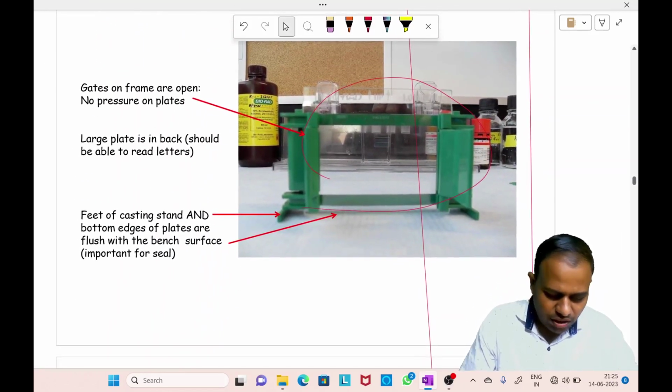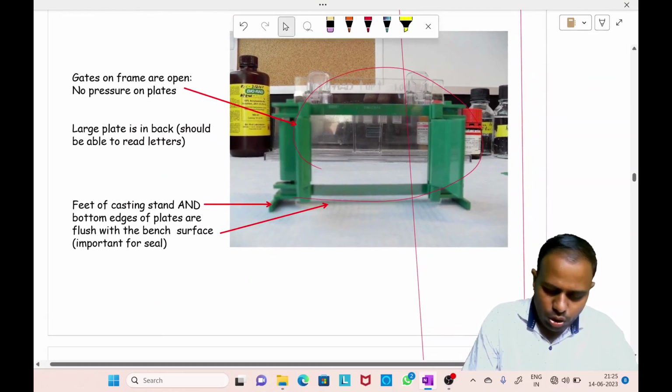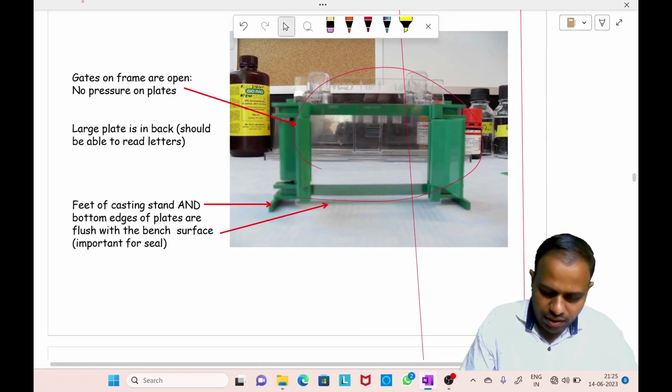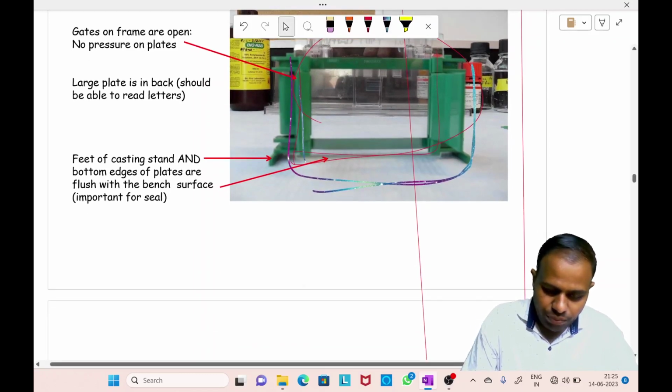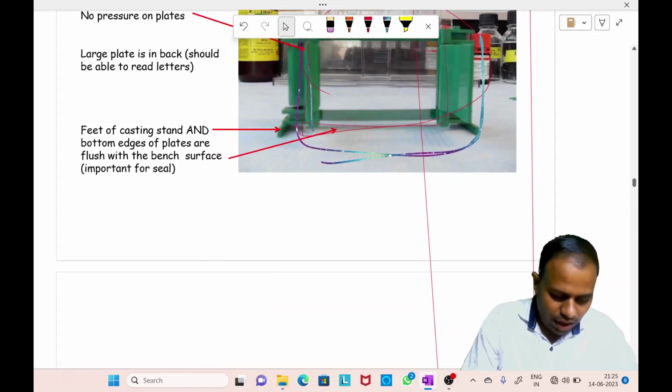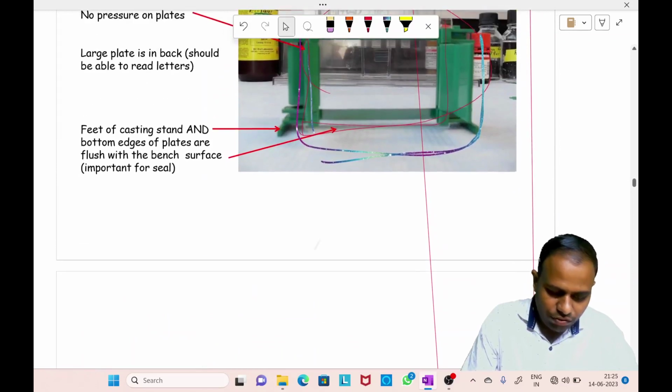by different companies. Okay, so you have to first of all seal all the areas, all the sides, to avoid the leakage of the gel. You have to seal all the sides. Okay, now casting is done. Casting of the gel is done.